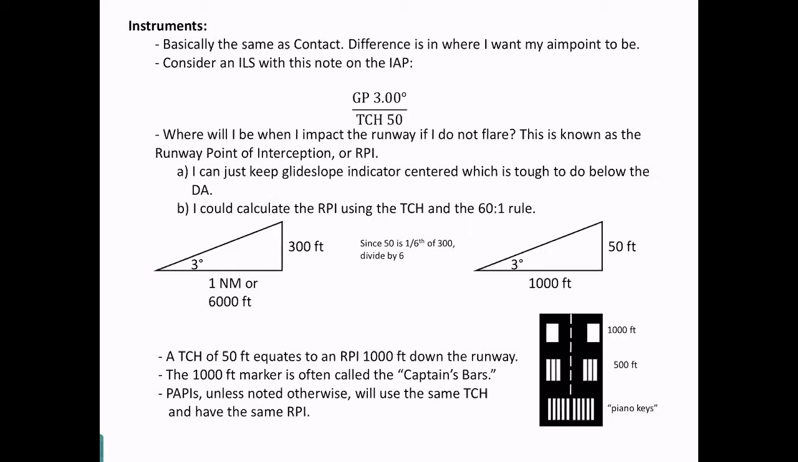Now, PAPIs. Unless there's a note in the profile section on the instrument approach plate that says otherwise, those PAPIs will use the same threshold crossing height and have the same runway point of intercept as the ILS has. So that will be something else I can use as I get a little bit closer. And typically, if you ever look, you're going to notice those PAPIs are generally right around 1,000 feet with a threshold crossing height of 50.